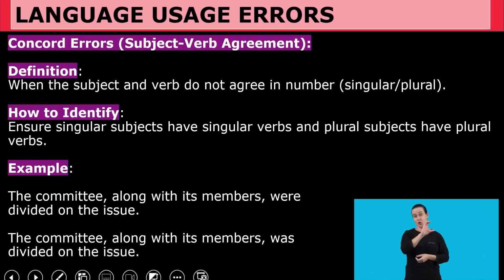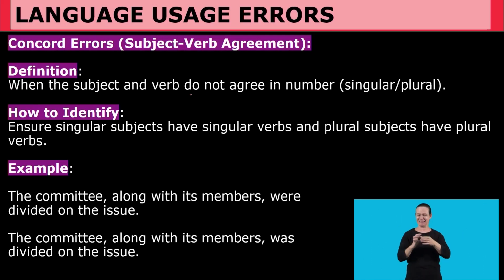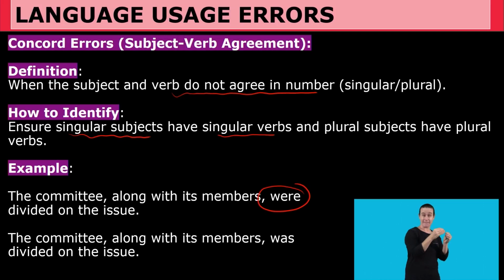Concord errors are when subject-verb agreement isn't correct, so when they do not agree in number. Ensure singular subjects have singular verbs and plural subjects have plural verbs. For example, the committee, along with its members, were divided on the issue. Here, the correct form would be the committee, along with its members, was, because there's only one committee.